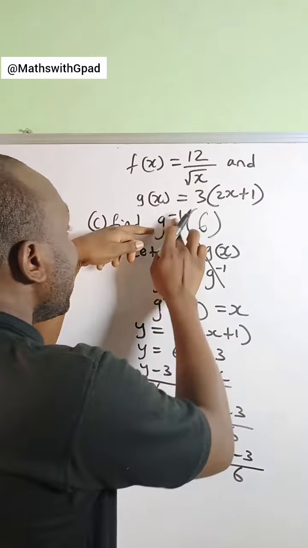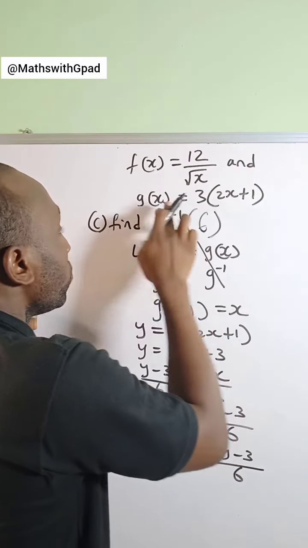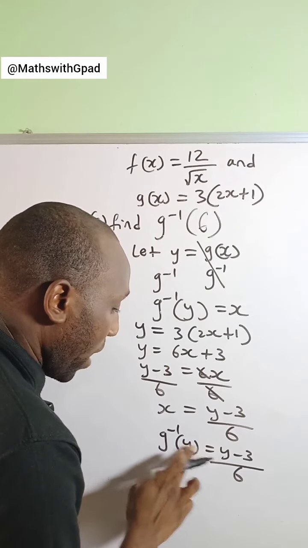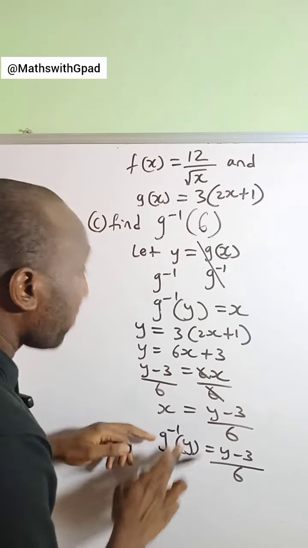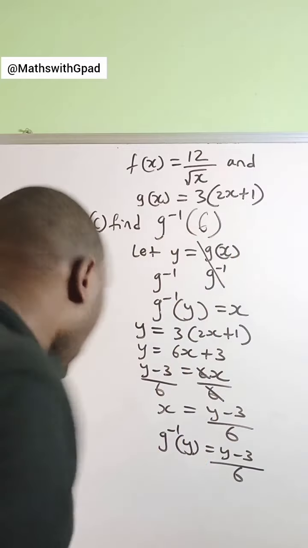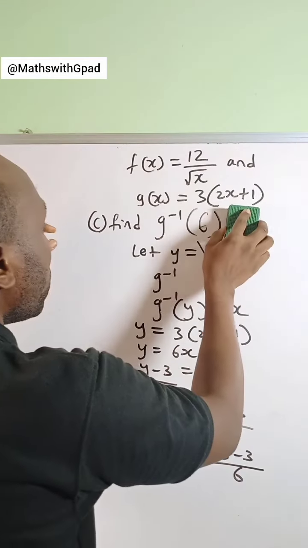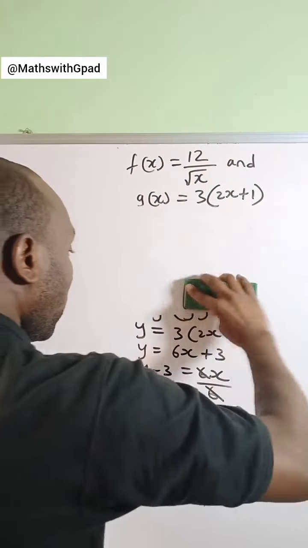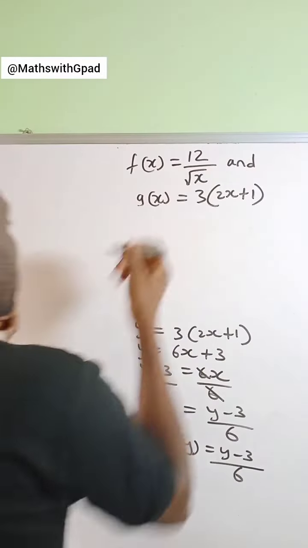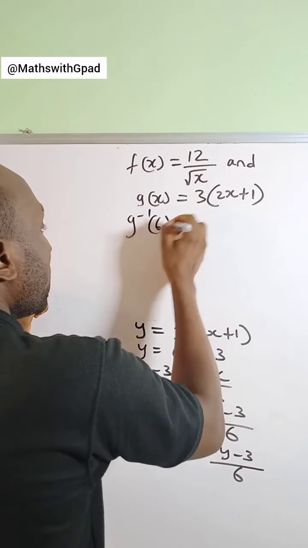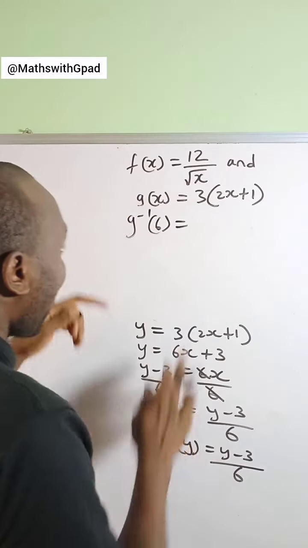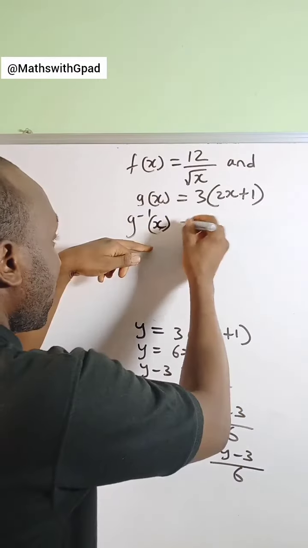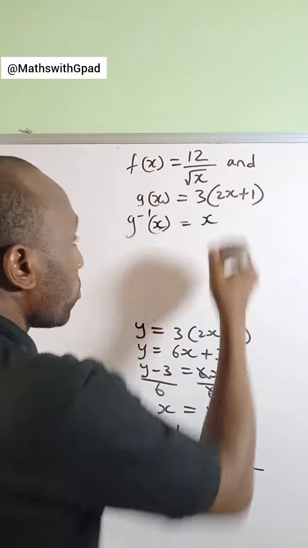Now because they say we should find g inverse of 6, 6 should replace y here. So let's now change y to x and also change this y to x so that we can find g inverse of 6. Now let me just complete this here. G inverse of 6 is what we're looking for, mind you. I think I can complete it here now. So g inverse of 6 will be equal to what? I'm just going to write it. So change y to x here and change y to x as well here.